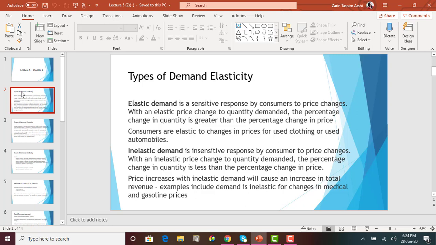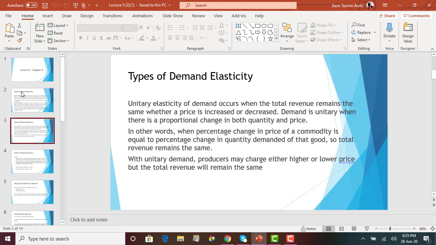Examples would be medical expenses and gasoline prices. These are necessities in our lives. Even if the gas prices go up today, we have to buy gas in order to go to work, in order to go to school. So regardless, we have to buy this. So the percentage change in quantity demanded is very little compared to the percentage change in price. So that's inelastic demand. Now there's another one in between elastic and inelastic, that is called unitary elasticity.